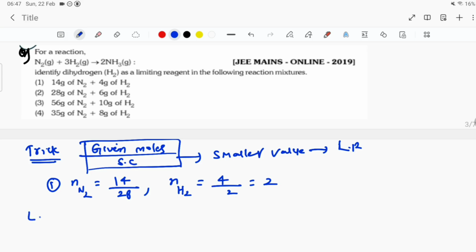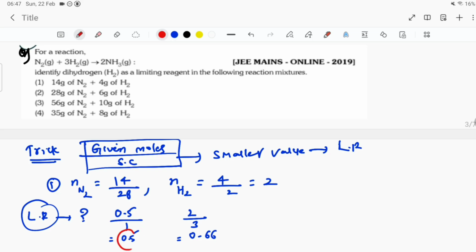So how to find limiting reagent? Whatever given moles we got in the question, first we calculate moles. 14 grams of N2 means 28, so 0.5 by stoichiometric coefficient 1, and 2 by stoichiometric coefficient 3. So here it is 0.5, here it is 2 by 3, it is 0.66. Which is the limiting reagent? The one with the smaller value is the limiting reagent. So here LR is nitrogen, but they are asking dihydrogen as limiting reagent. See what we did here. Given moles by stoichiometric coefficient, we applied the given ratio. Wherever we get the lowest value, that is the limiting reagent.